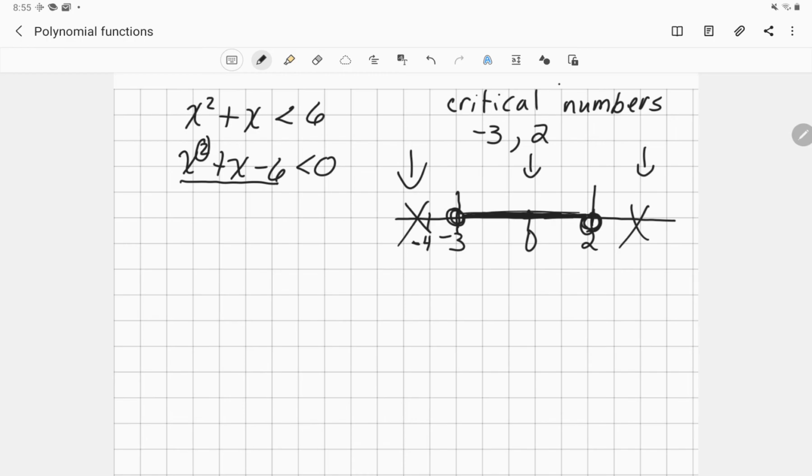You can either leave it as graphed, drawn on a number line, or you can make a math sentence. And so the math sentence would be that X has to be greater than -3 but less than 2. If X is bigger than -3 but less than 2, then this math sentence right here will work out to be less than 0.